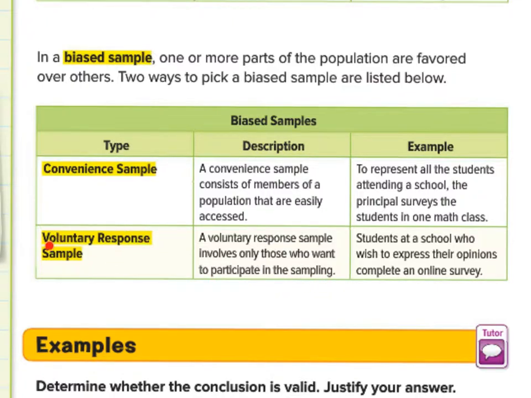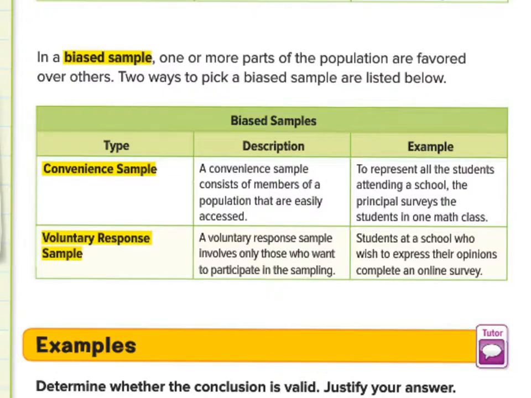And this often happens with elections. Students at a school who wish to express their opinions complete an online survey. So only those that want to put in the time and energy to express their opinions are the ones that are going to share the survey. So for these surveys, you won't really get a sample of everyone in the school. You'll only get the ones that are interested in either complaining or sharing a thought or a concern.